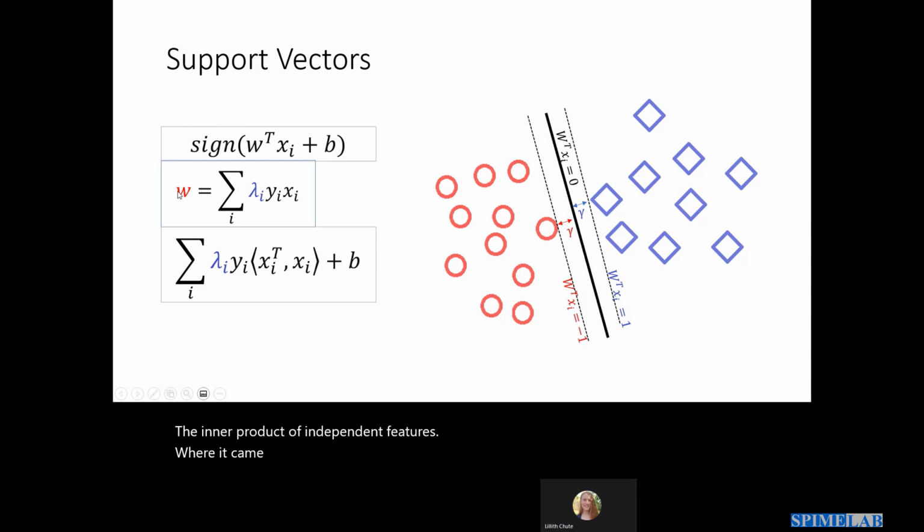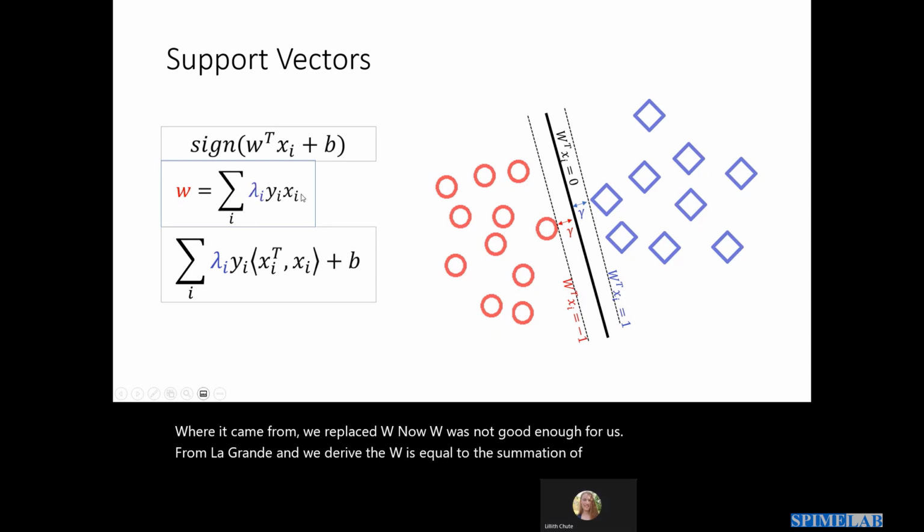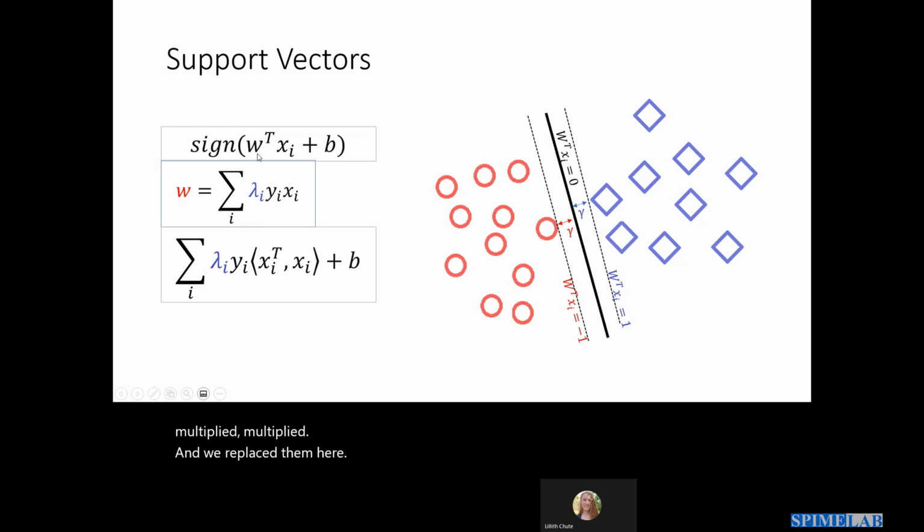We replaced W now. W was not good enough for us. From the Lagrangian, we derived that W is equal to the summation of these quantities multiplied, and we replaced them here. So lambda y, this is the inner product of X transpose X. B will live as it is. It has a limited role here. So now we are going to live with this formulation.